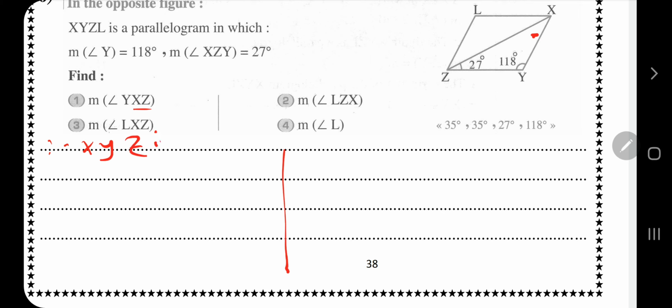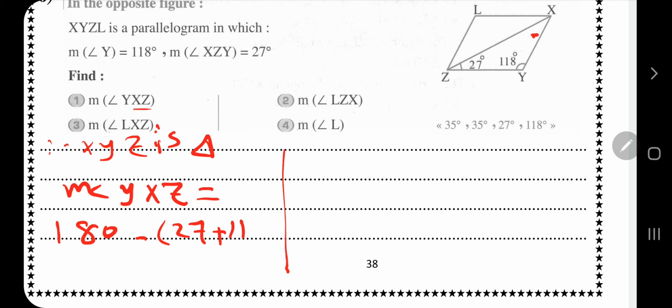XYZ is triangle, so measure angle YXZ equals 180 minus 27 plus 118, which is equal 35. That's number 1. Let's get number 2: measure angle LZX.